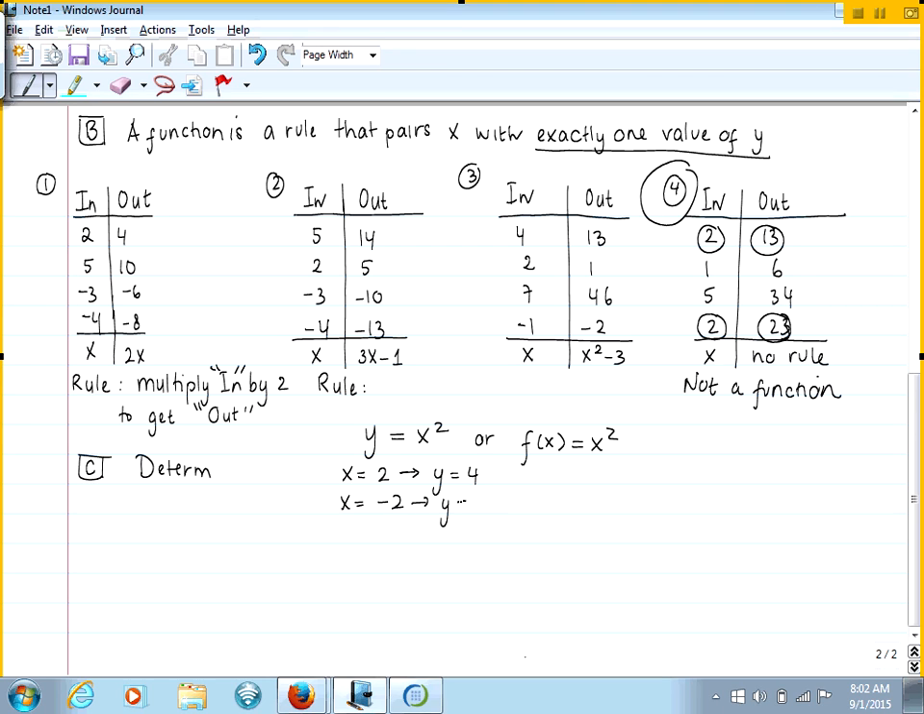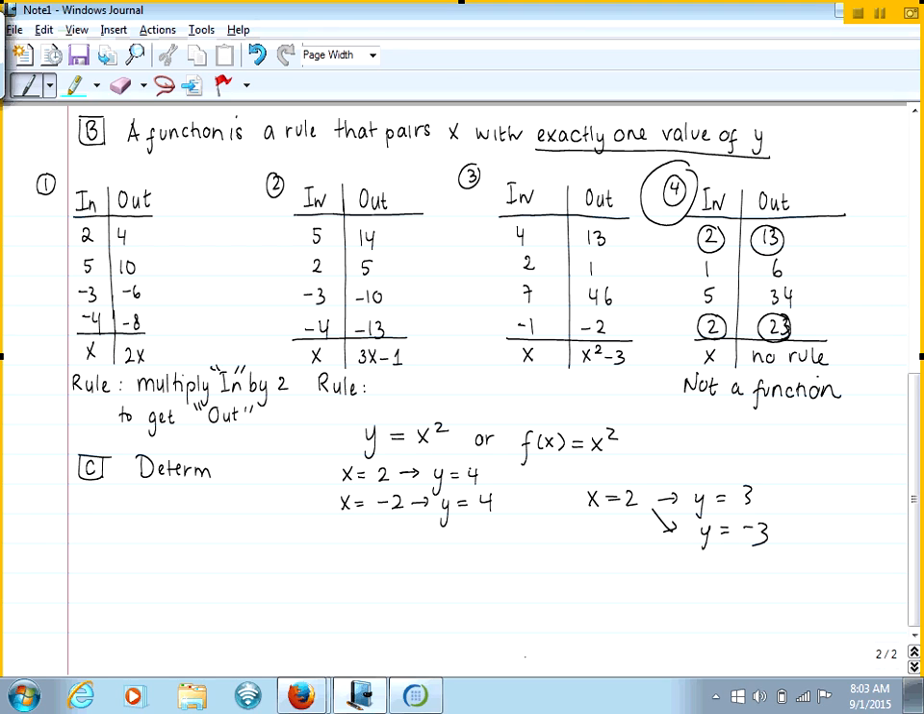4. When x is equal to negative 2, what is y? 4 also. So two different values of x can have the same value of y. But for each of these x, there's only one value of y. So I cannot say when x is 2, y is 3 and negative 3. If you have these, then it's paired with two different y. So something like this is not a function.